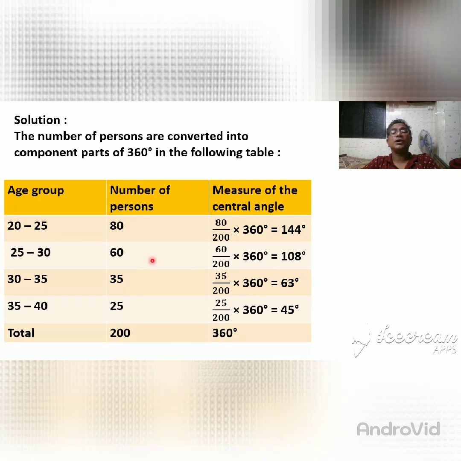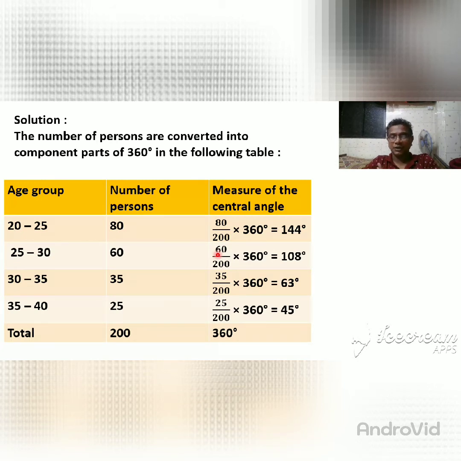How many? 60. So 60 upon 200. Do you understand why I have taken 200? Because the total is 200. So the denominator is 200. Out of 200, how many? 60. So 60 is the numerator, divided by 200 as the denominator, into 360. So this 0 cancels, then this 0 of 360 and this 0 cancel. So all the 0s cancel. So 2 ones are 2, 2 threes are 6. So here you get 3.